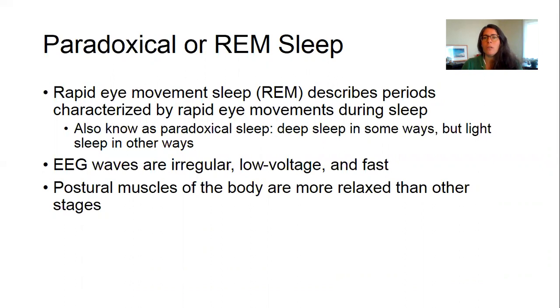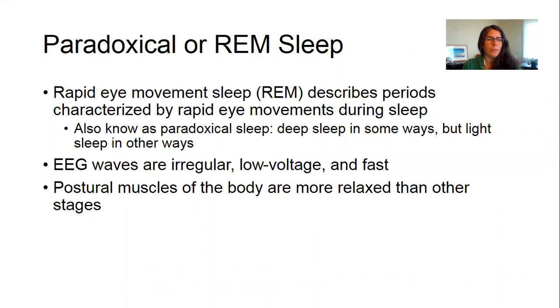Again, paradoxical or REM sleep is rapid eye movement sleep, and it's described by periods characterized by rapid eye movements. And again, it's known as paradoxical sleep because there's deep sleep in some ways, but light sleep in other ways.